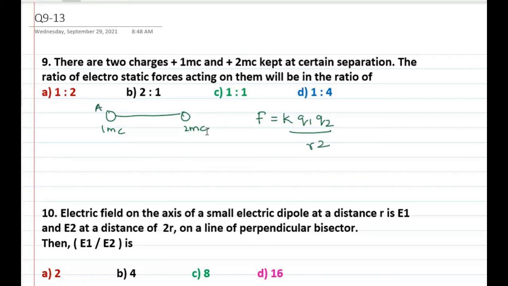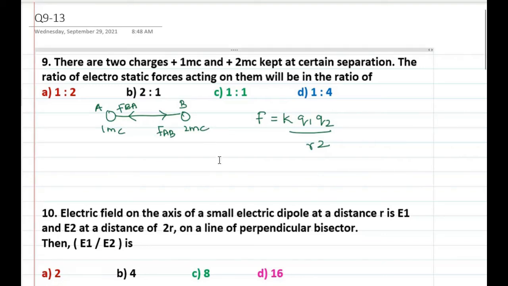Let them be A and B. Both are like charges, so A repels B and similarly B repels A. Two equal forces: this is the force by which A repels B, and this is the force by which B repels A.